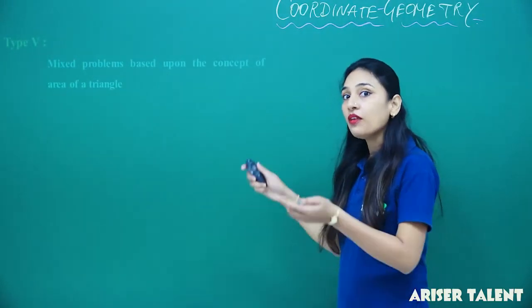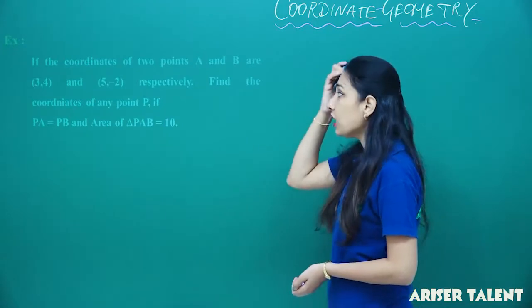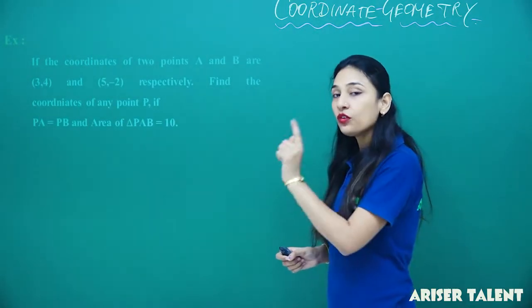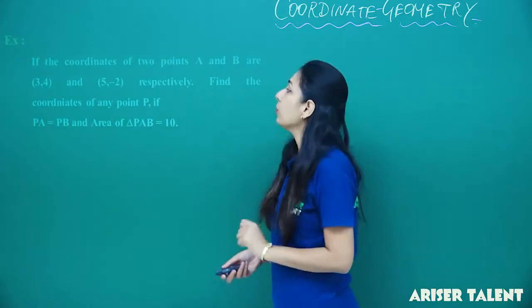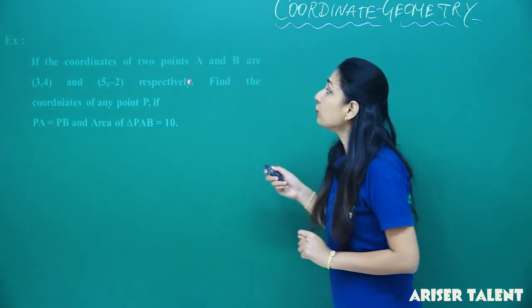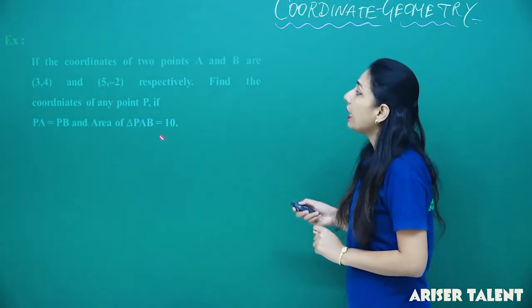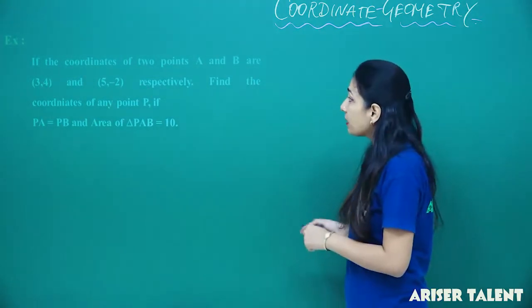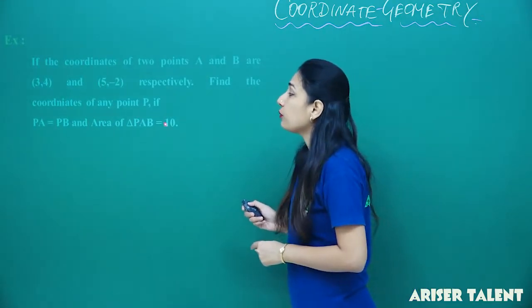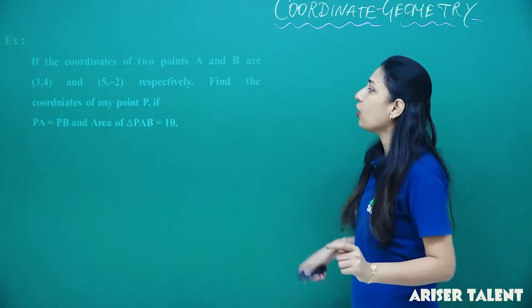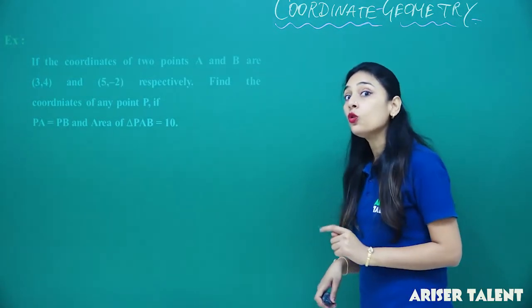Okay, and the very first question was, which makes you understand some points, and I've given it to you as your homework, okay? So, if the coordinates of 2 points A and B are (3, 4) and (5, -2) respectively, find the coordinates of any point P if PA equals PB and the area of triangle PAB equals 10.